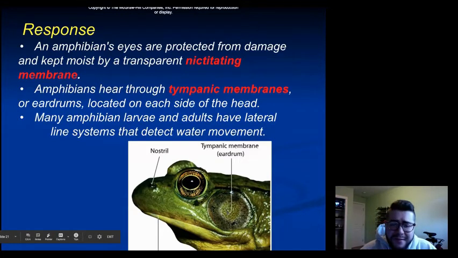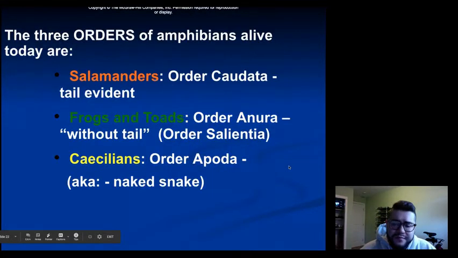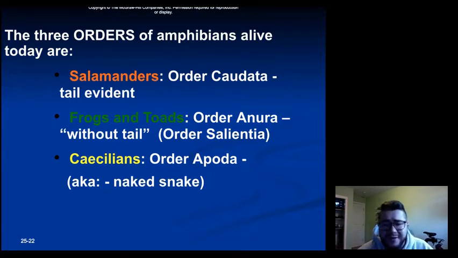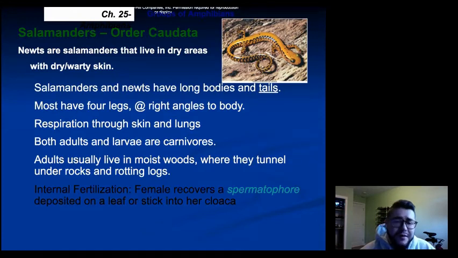And most amphibians also still have a lateral line system, a remnant of their fish ancestors, that can detect movements in the water. So the three orders of amphibians that you need to know about that are alive today are basically Order Caudata, which are the salamanders and newts, Order Anura, which are the frogs and toads, and then Order Apoda, which are the caecilians, which kind of look like a cross between a snake and an earthworm. So we're going to go through each one of those.